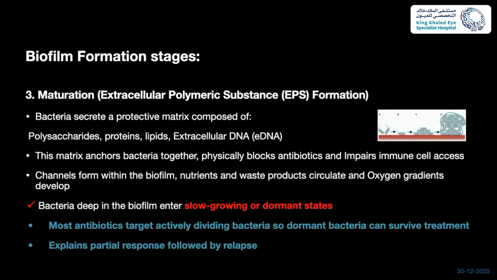The third stage is maturation, where the extracellular polymeric substance forms. The bacteria secrete a protective matrix composed of polysaccharides, proteins, lipids, and extracellular DNA. This matrix anchors bacteria together, physically blocks antibodies, and impairs immune cell access. Channels form within the biofilm, nutrients and waste products circulate, and oxygen gradients develop. Bacteria deep in the biofilm enter a slow-growing or dormant state. Most antibiotics target actively dividing bacteria, so dormant bacteria can survive treatment, and this explains the partial response followed by relapse.